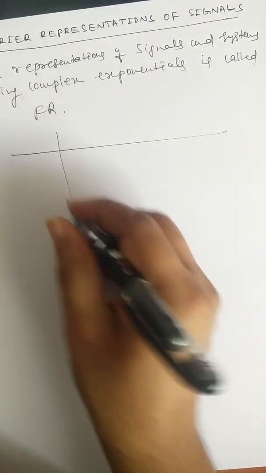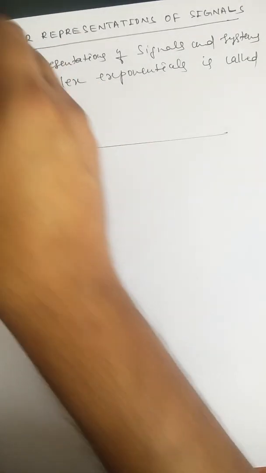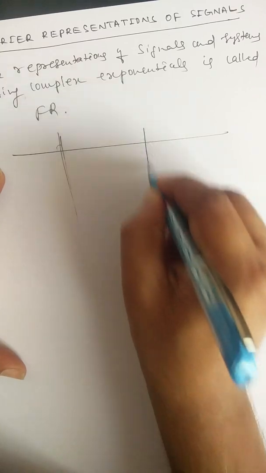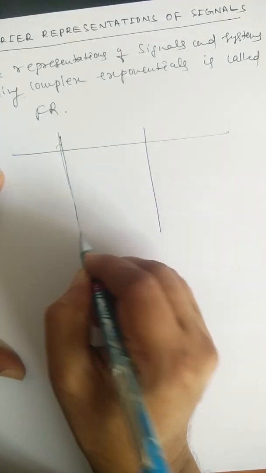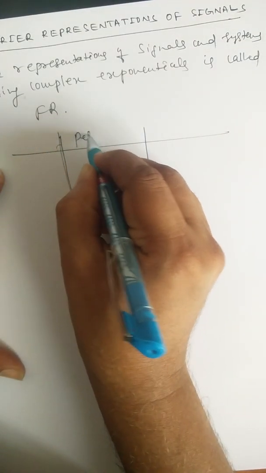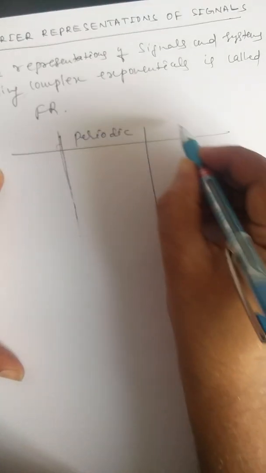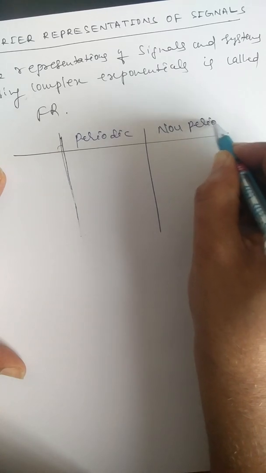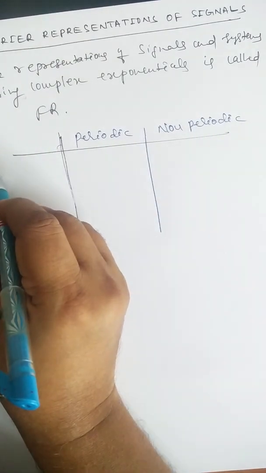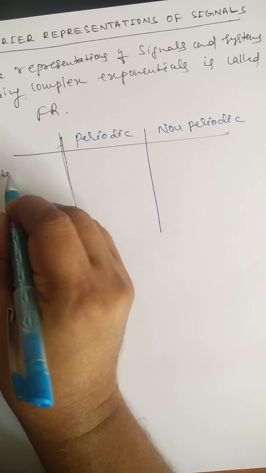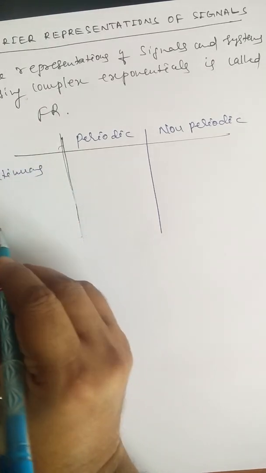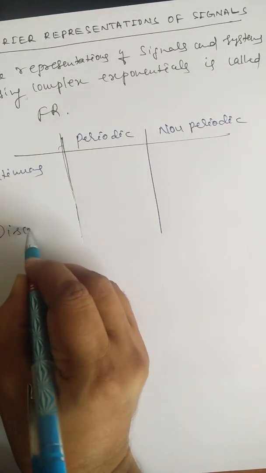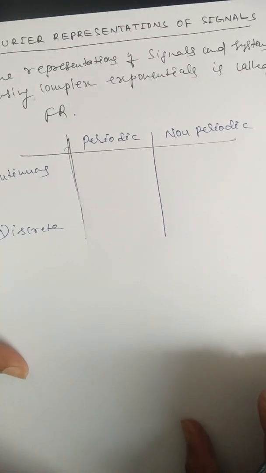That is, this is periodic, this is non-periodic, here we'll take continuous and discrete.